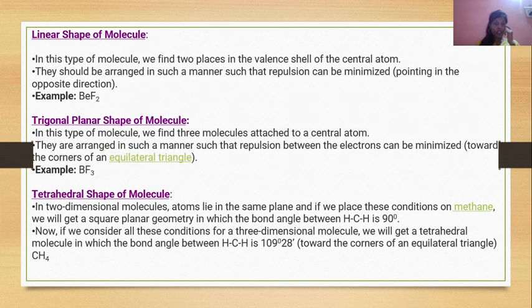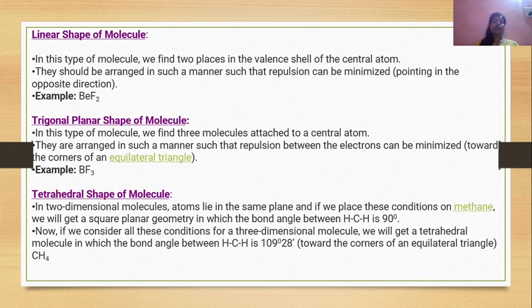Now, according to VSEPR theory, if the molecule acquires a linear shape, in this type of molecule we find two electron pairs in the valence shell of the central atom, as I already told. They should be arranged in such a manner that the repulsion is minimized, pointing in opposite directions, for example BeF2 and so on.